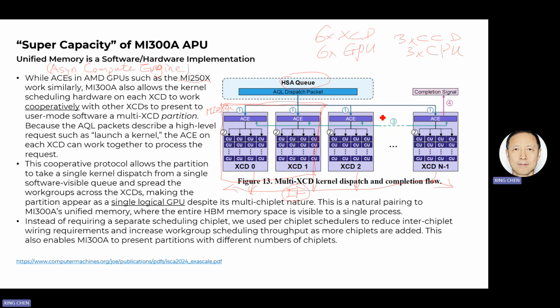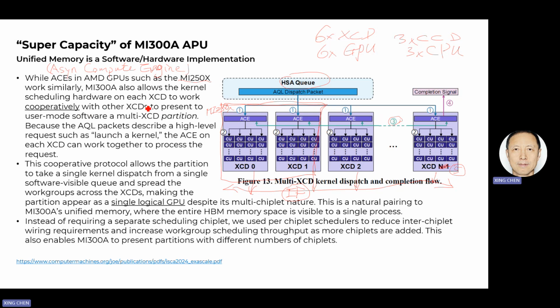But here, because of this architectural evolution, on the MI300A APU we have 6 XCDs, counting from 0, so the last one is the 6th. You have 6 GPUs and 6 ACEs, one per GPU. And we have this green line number 3, which is a kind of asynchronous link between these ACEs.